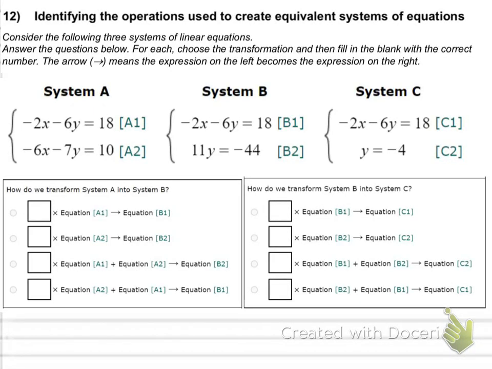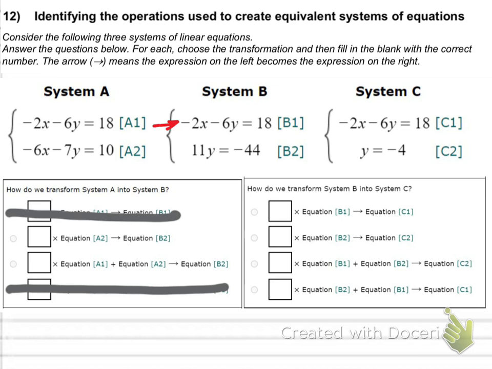Okay, so these can be a little overwhelming just because of everything that's on the screen. So first, we're just going to focus on System A and System B. And the first thing I want you to notice is that these two are the exact same. So that means that nothing was done to System A1 to turn it into B1. So we can get rid of those two things that end with a different B1.